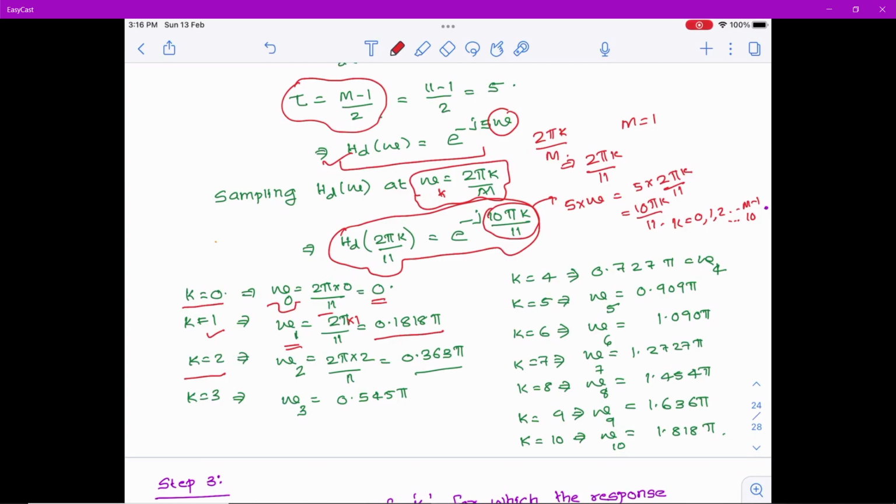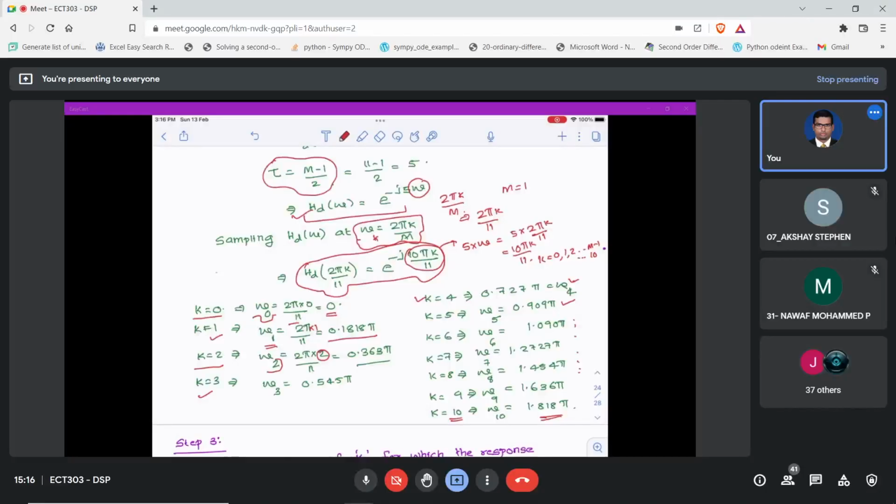Similarly, when k equal to 2, omega 2 is 2 pi into 2 by 11, that is 0.363 pi. For k equal to 3 you substitute 3, for k equal to 4 you get omega 4, k equal to 5 you get omega 5, and so on. Up to k equal to 10 you will get the values, because the range of k is from 0 till 10. Okay.